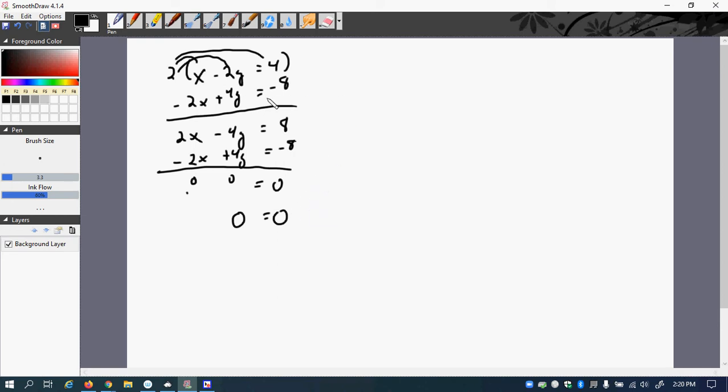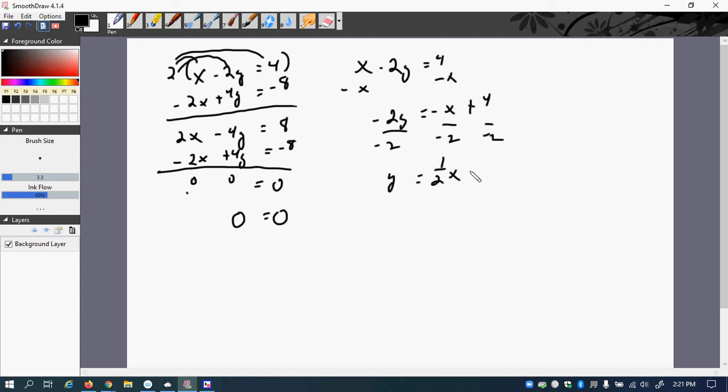So let's put this into slope-intercept form and graph them and see if we can understand why I'm getting 0 equal to 0. So if I have x minus 2y equal to 4, I'm going to subtract the x. So negative 2y equal to negative x plus 4. Divide by the negative 2. So I get y equal to 1/2 x minus 2. So there's my first equation.